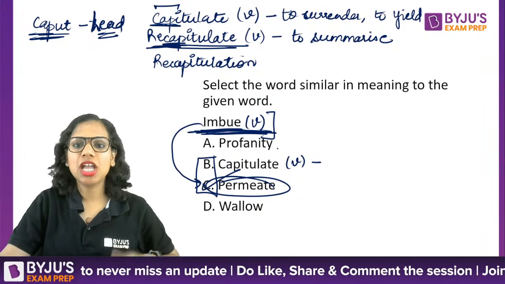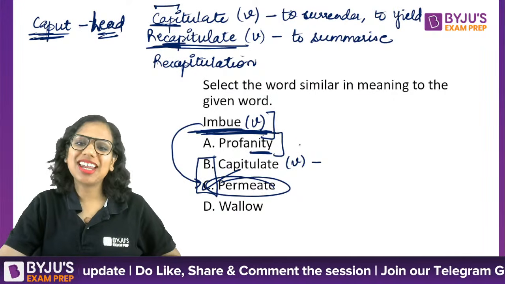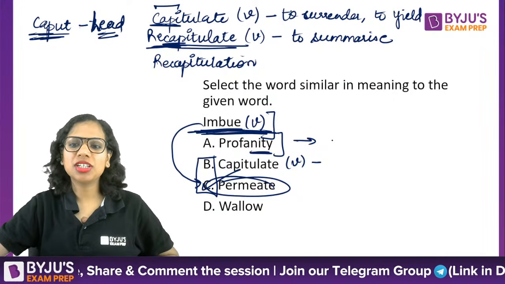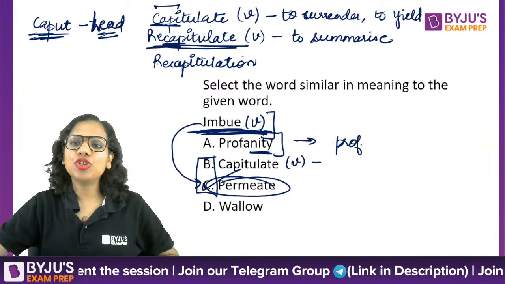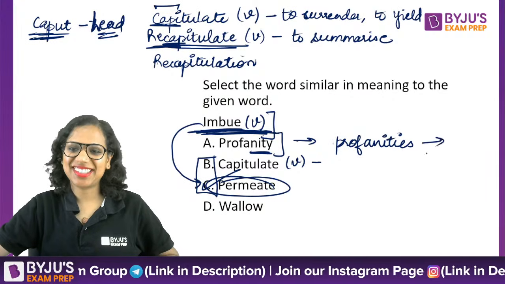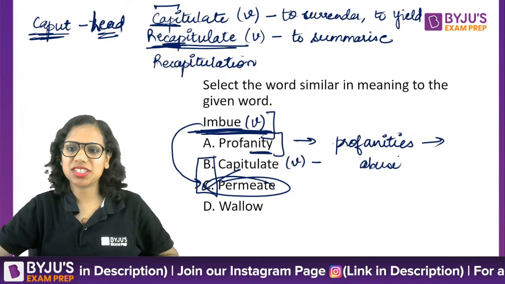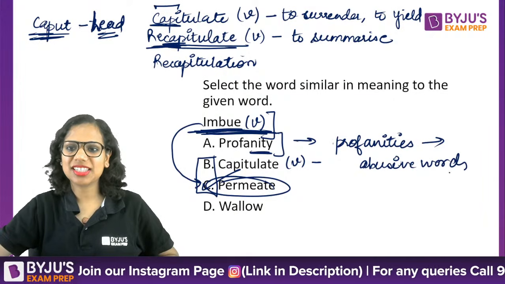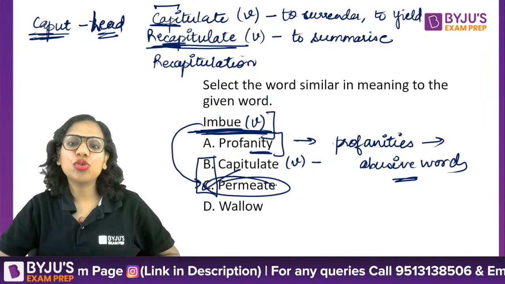C. Profanity, we have done this earlier and I think it's not a very difficult word. She uttered a number of profanities in anger. Abusive words. Profanities, abusive words. Yes? Okay. Wallow.